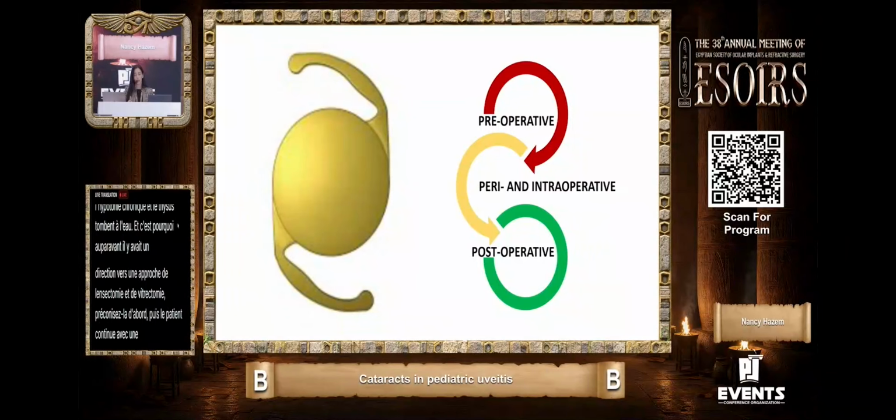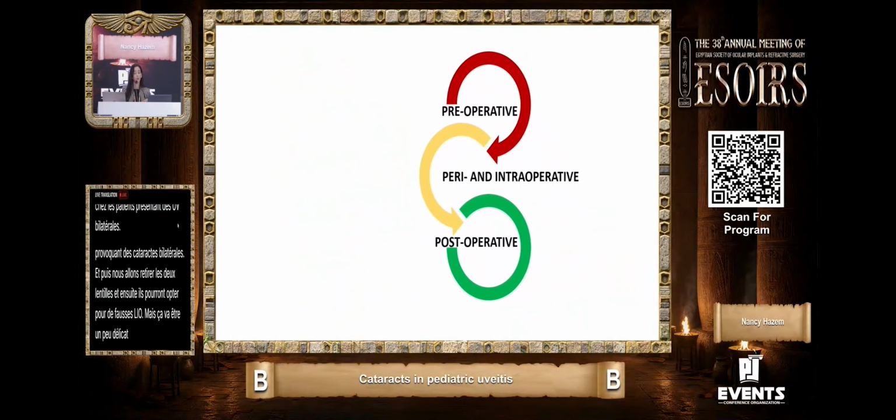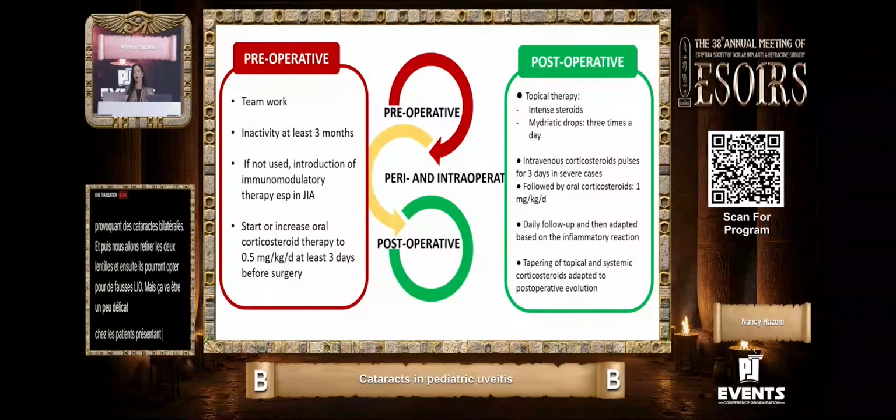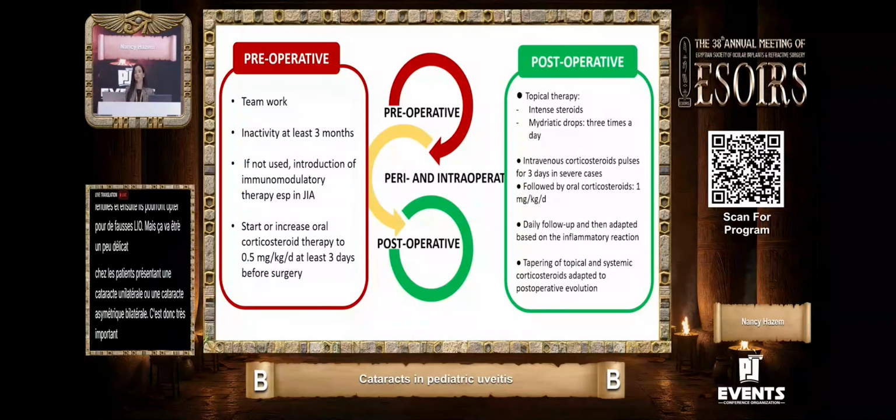This can be tolerable or can be accepted in patients with bilateral uveitis causing bilateral cataracts, and then we're going to remove both lenses, and then they can go for aphakic IOLs. But it's going to be a bit tricky in patients that have unilateral cataracts or bilateral asymmetric cataracts. So it's very important to keep in mind all our talks collectively in this session, preoperative, intraoperative, and postoperative.